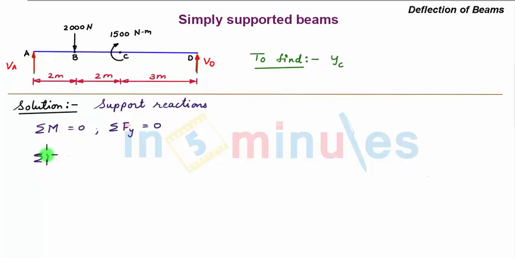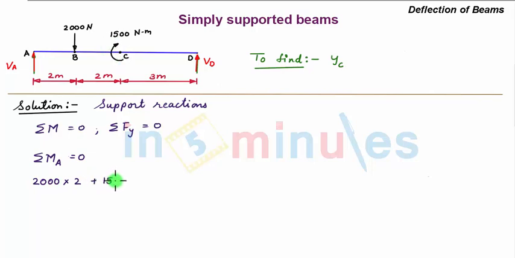So we have summation of all moments about point A is equal to 0. Now writing the equation for all the moments about point A, our sign convention is clockwise moment is positive, anti-clockwise moment is negative. So about point A we have the first anti-clockwise moment due to this downward force of 2000 Newton acting at a distance of 2 meter. So we have 2000 multiplied by 2. Then we have a clockwise moment of 1500 Newton meter.